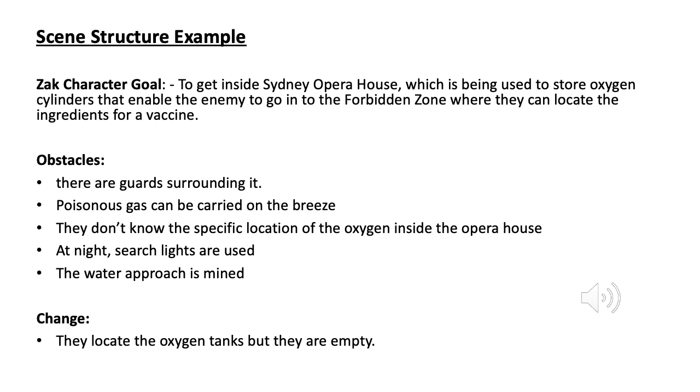The obstacles: there are guards surrounding it. Poisonous gas can be carried on the breeze. They don't know the specific location of the oxygen inside the opera house. At night, searchlights are used. The water approach is mined. And then the change at the end: they will locate the oxygen tanks, but they'll find that they're empty.